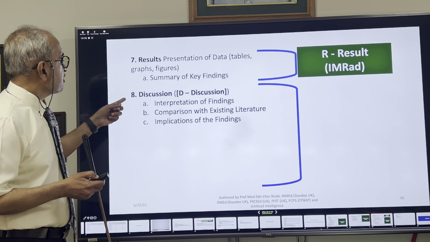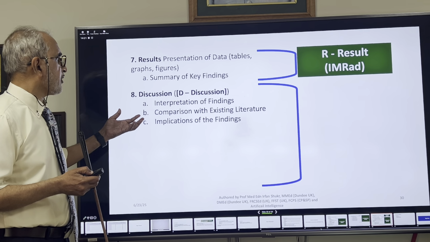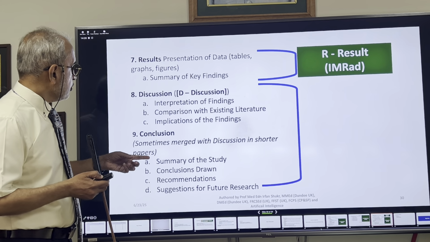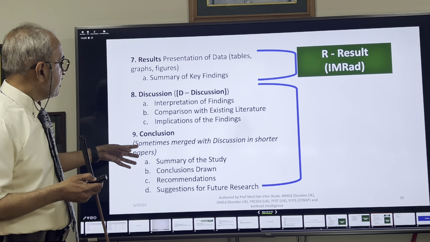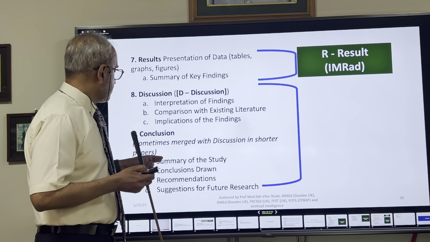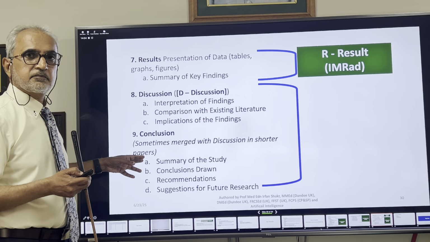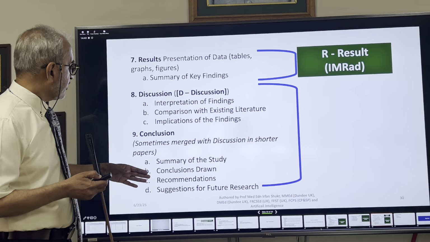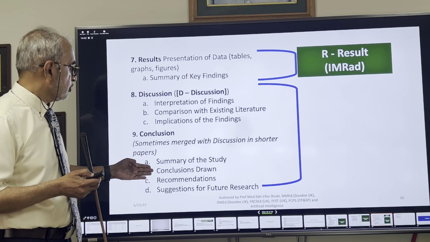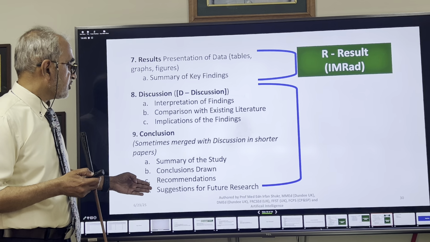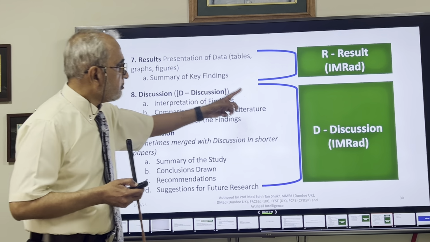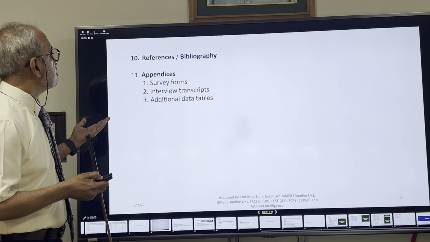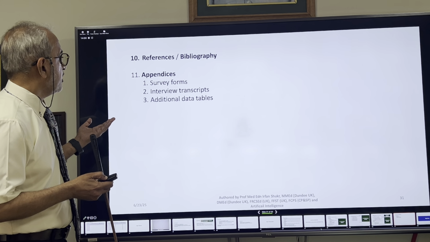Then is the D, which is discussion, in which there is interpretation of findings, comparison with existing literature, implications of the findings, and conclusion. Sometimes it is written separately, sometimes it is merged with discussion in shorter papers. But usually it is a separate heading. And in conclusion, you write a summary of the findings, conclusions drawn, recommendations and suggestions for future research. So this all becomes a part of the D of IMRaD. Obviously then references, bibliography, and appendices are also added.